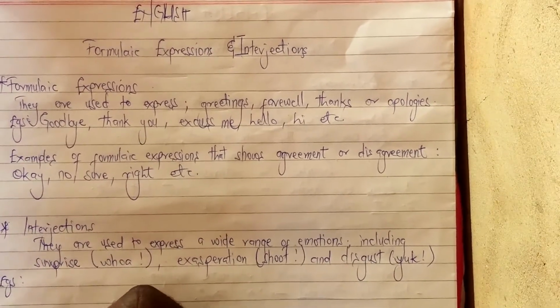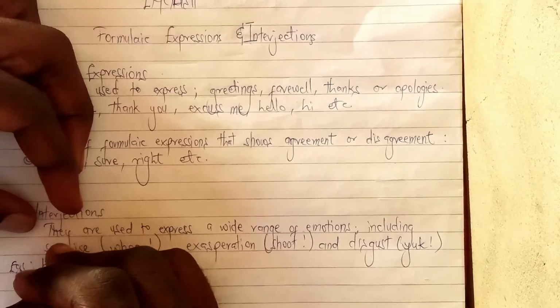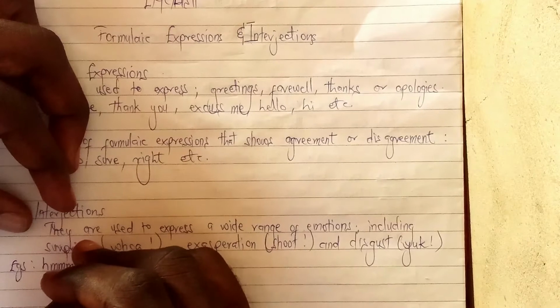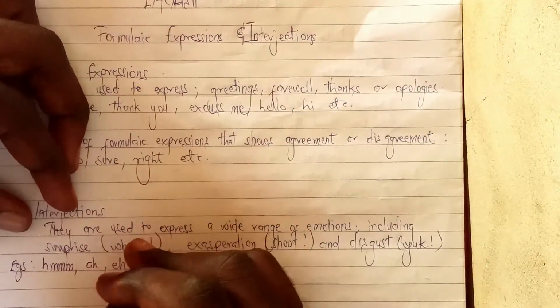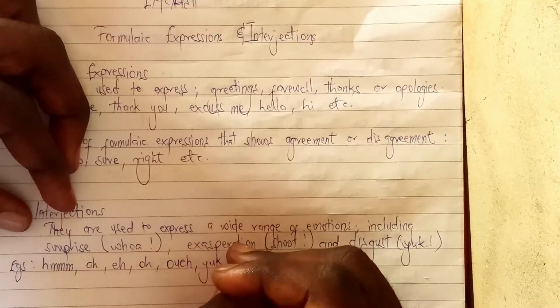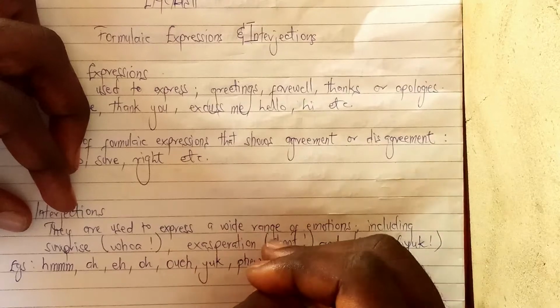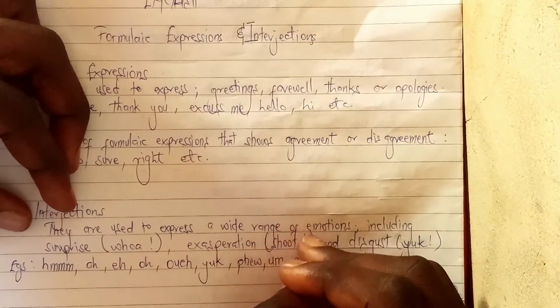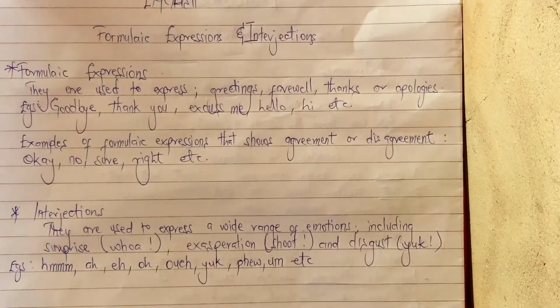Example one, we can have ouch, yuck, phew, etc. So some of these interjections are used to express surprise, like whoa, wow. We can also have some as aspirations where we say shoot, kill him, and then we have this guy, the yak, oh, and all these are examples of interjections.